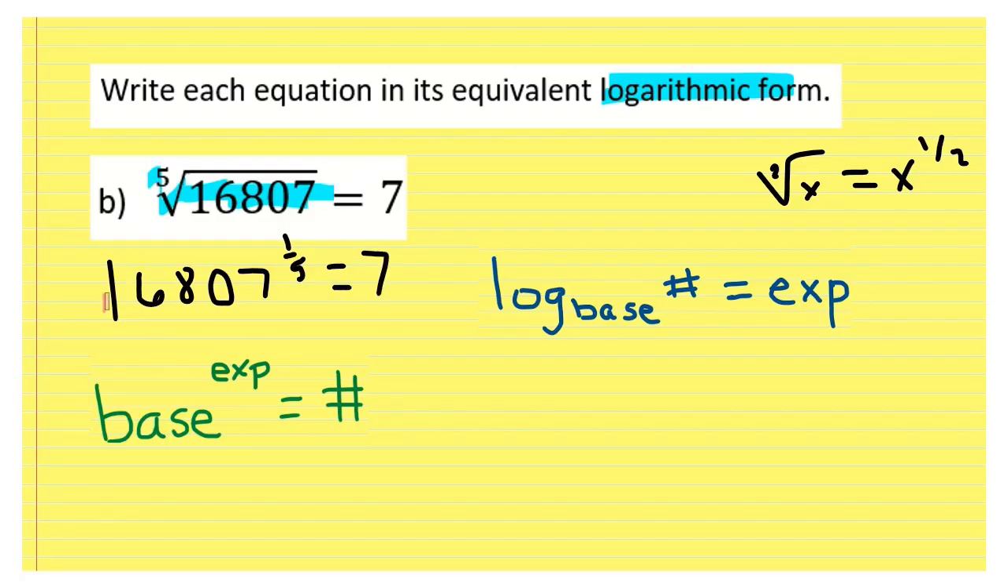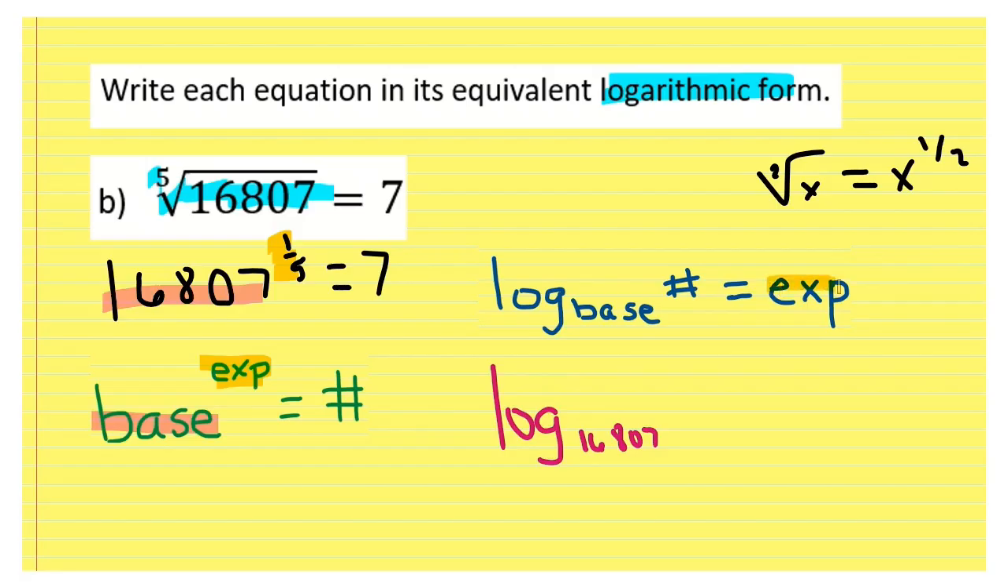I have a base of 16,807, so that's my base, and I will write that over here, my log, with a big old base of 16,807. Okay, and then I also have my exponent. My exponent I now know is 1/5.